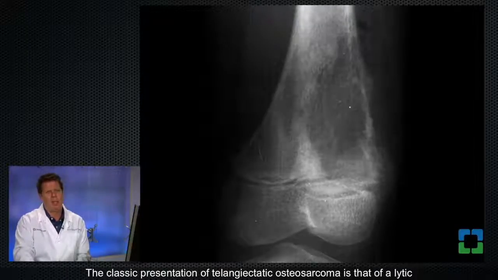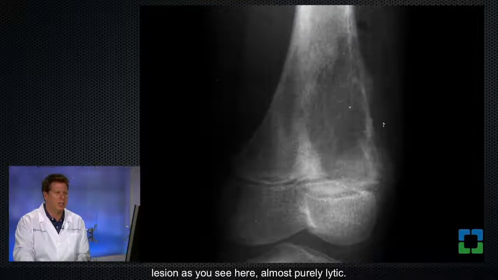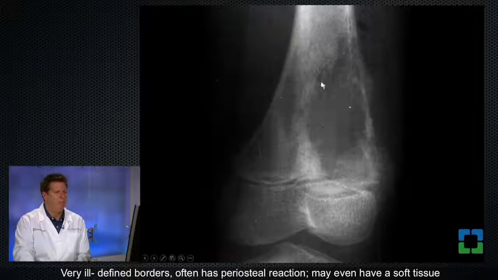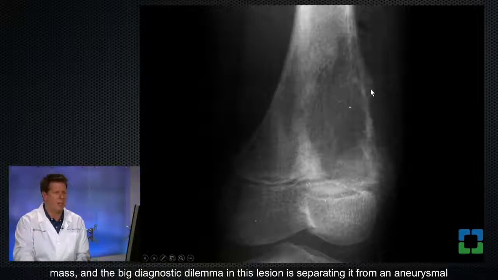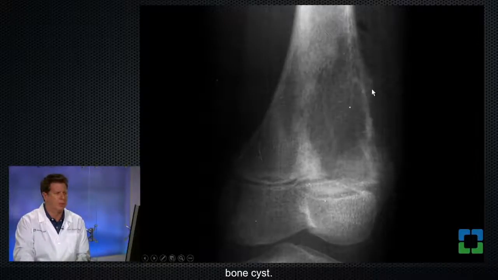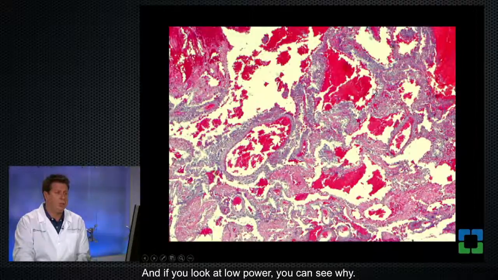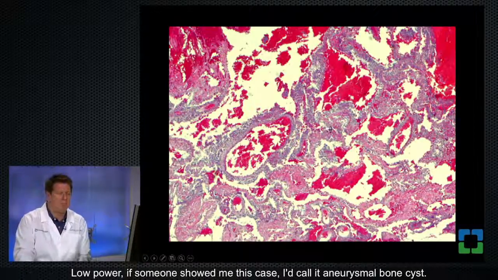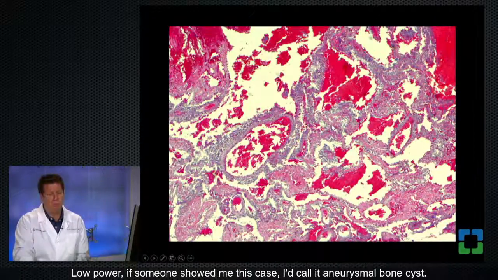The classic presentation of telangiectatic osteosarcoma is that of a lytic lesion, as you see here, almost purely lytic, no dense osteoblastic features on a radiograph. Very ill-defined borders, often has periosteal reaction, may even have a soft tissue mass, and the big diagnostic dilemma in this lesion is separating it from aneurysmal bone cyst. And if you look at low power, you can see why. Basically, these are septa that surround blood-filled spaces. Low power, if someone showed me this case, I'd call it aneurysmal bone cyst.